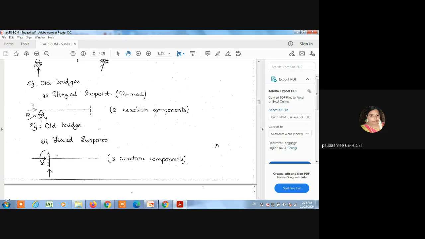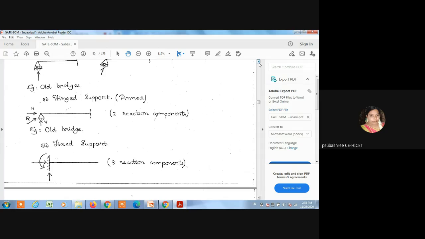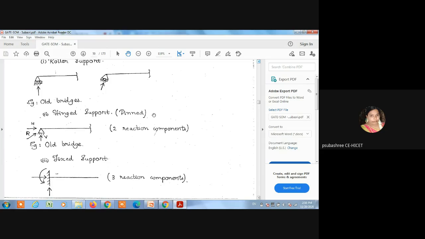Another support is the fixed support. It has horizontal reaction, vertical reaction, and rotation. So listen here, it's a very important basic concept. The roller support has one reaction component, one vertical reaction. Please note the point: roller support means one reaction component.